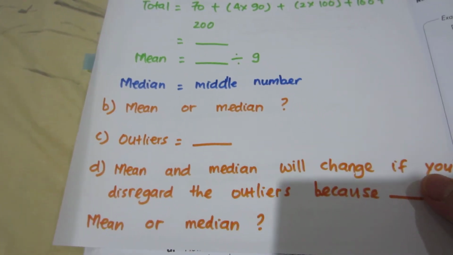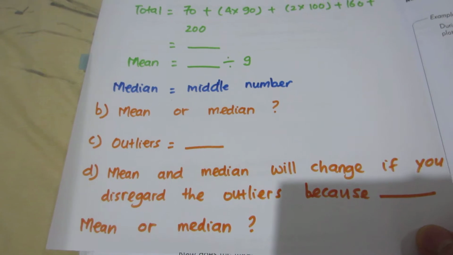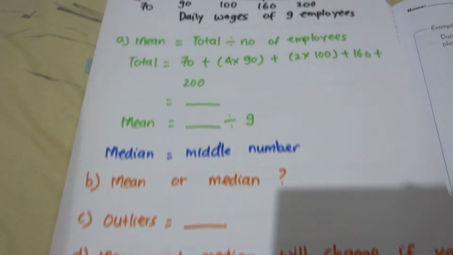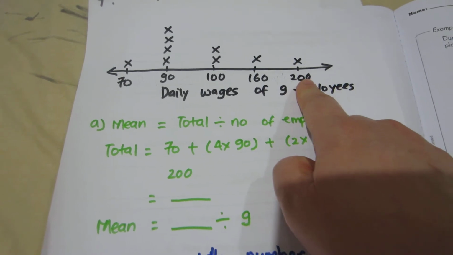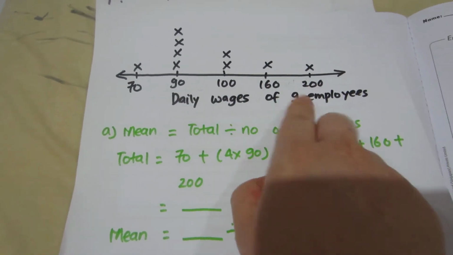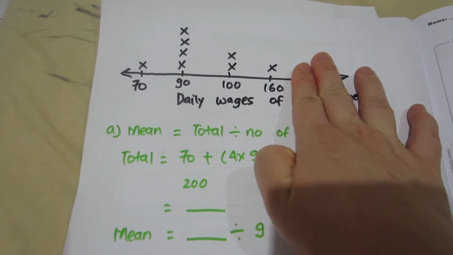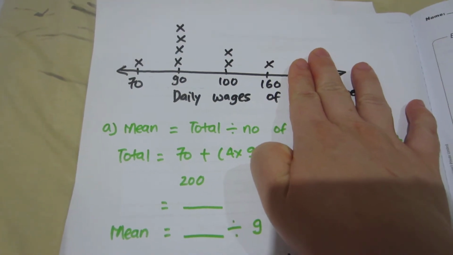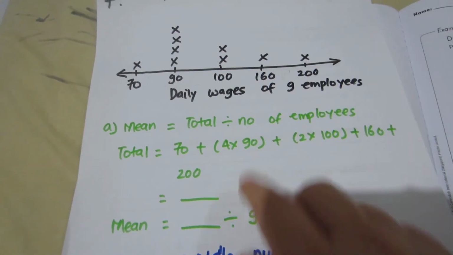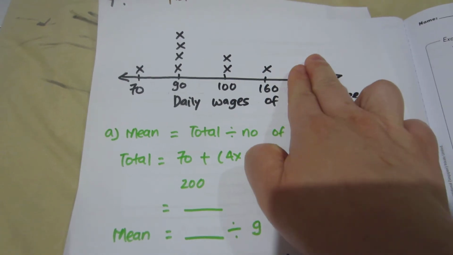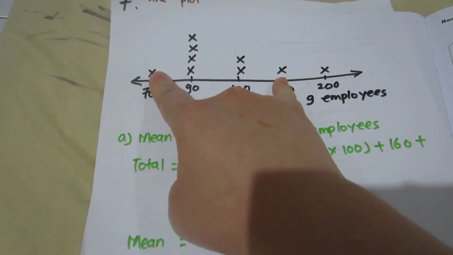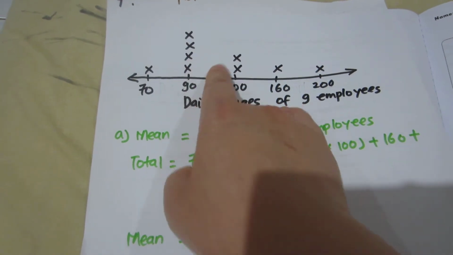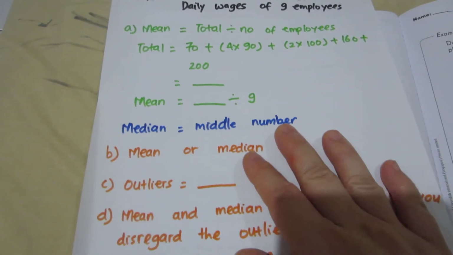And then, the mean and median will change if you disregard the outlier, right? Because this number is very big, and it determines the mean. So if this number isn't there, the mean will be smaller. And the median will also be different, because if this part is gone, the line leader and the caboose will be different. The median will be slightly different.